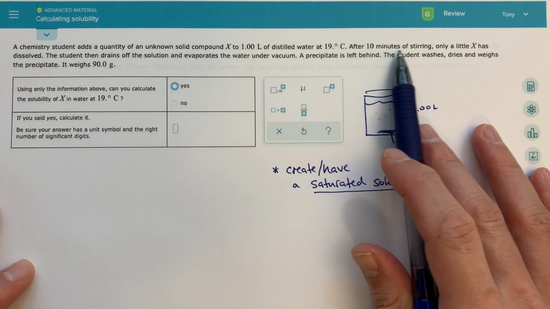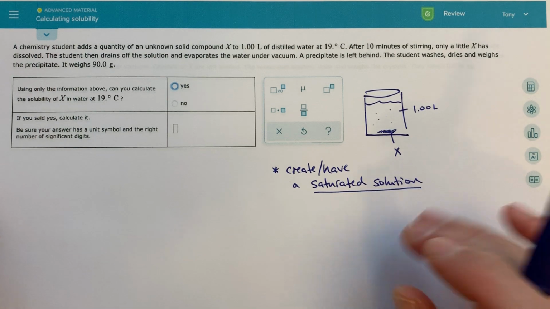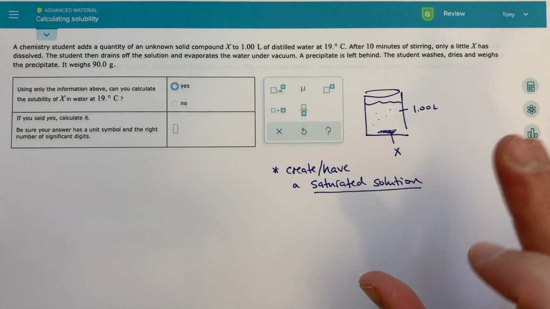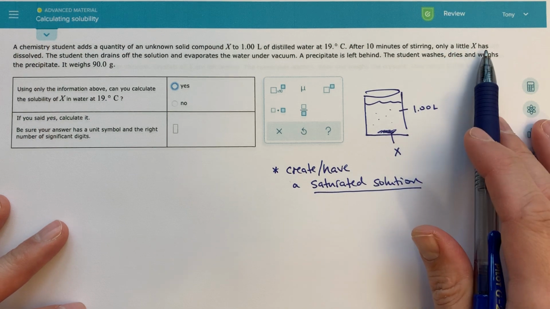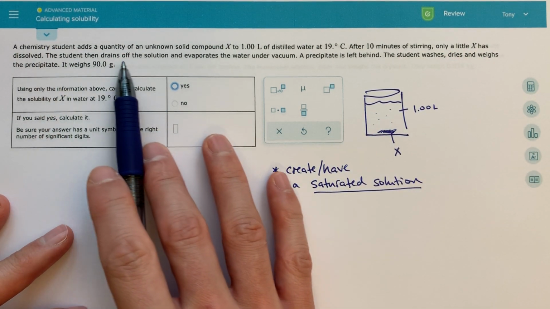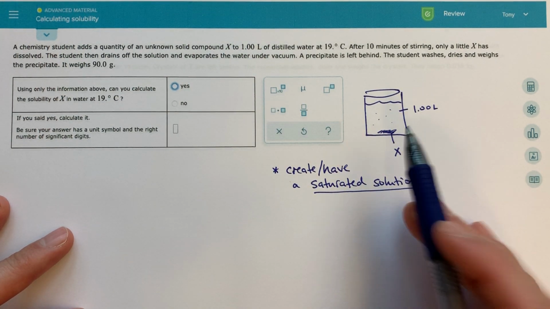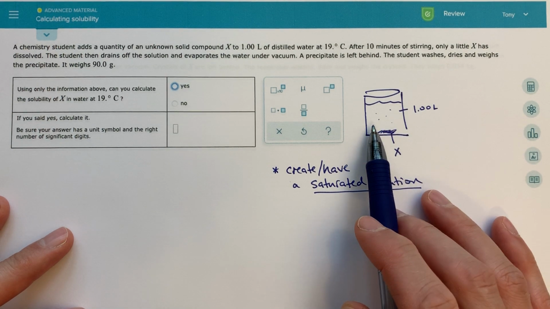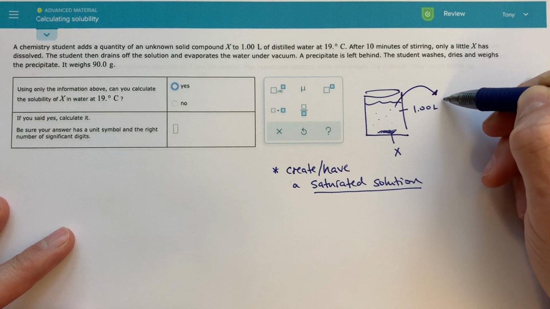And this is after 10 minutes of stirring, which is a good amount of time. If this was after 30 seconds of stirring, we probably have not dissolved everything yet. But after 10 minutes of rapid agitation, you've probably dissolved all that you are going to be able to dissolve. Only a little X has dissolved, so a little bit has dissolved, but not all of it. The student then drains off the solution. You can think of it as filtering or decanting really carefully, where all of the liquid is taken away.